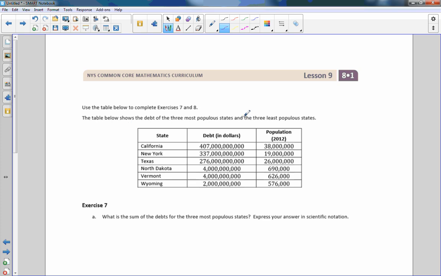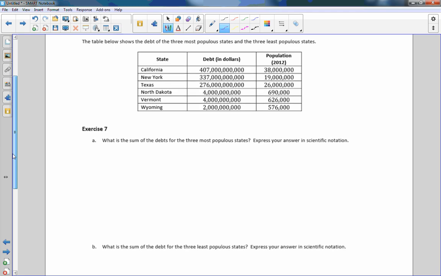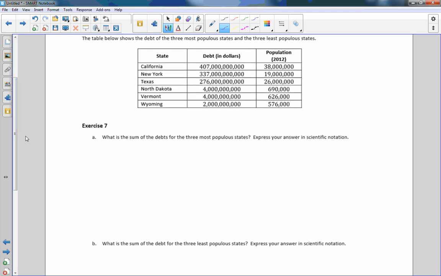Okay. Use the table below to complete exercises 7 and 8. The table below shows the debt of the 3 most populous states and the 3 least populous states. So exercise 7 says, what is the sum of the debts of the 3 most populous states? Express your answer in scientific notation. Now there's 2 ways to do this, and I'm going to do both ways the first time, but I'm only going to do one of the 2 ways from there forward. So they want to know the sum of debts of most populous states, and these are the most populous states at the top. So the 3 most populous states are California, New York, and Texas. Okay, so they want us to add those up.